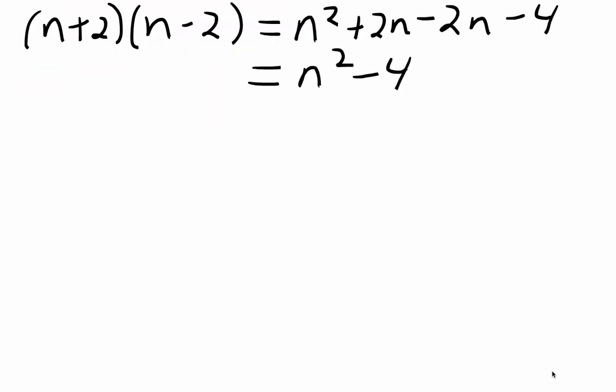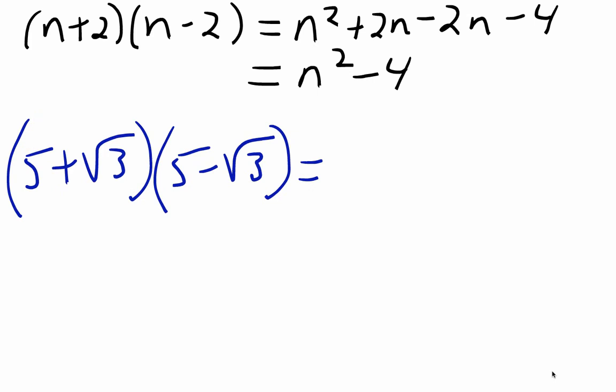Okay, from past lessons, you know that n plus 2 times n minus 2 is equal to n squared plus 2n minus 2n minus 4, and my final answer is n squared minus 4. It's a difference of squares. So that's just a little review. So let's try one with square roots in it. Once again, I'm going to FOIL, just like I just did with the n plus 2, n minus 2.